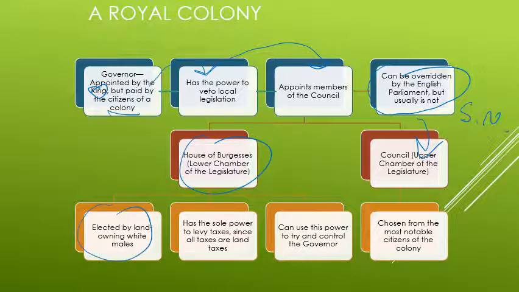Same things here, landowning white males can levy taxes, the House of Burgesses can use the power to control the governor, rarely happens, and again chosen by most notable citizens of the colony. So what's happening over time is we're seeing the systems of government within the colonies kind of coalesce a little bit and become very similar to one another. Again, really important for the ultimate establishment of the United States of America.